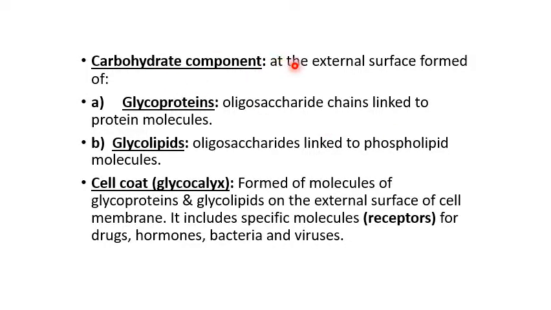The carbohydrate components are usually present on the external surface only. Why? First, the carbohydrates fused with the protein form glycoprotein, and fused with the lipids form glycolipids. Both of them form something called cell coat or glycocalyx. It is present on the external surface only because it contains receptors, and the receptors should be present on the outside of the cell in order to combine with different drugs, hormones, bacteria, or virus.